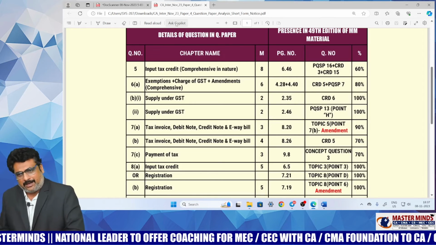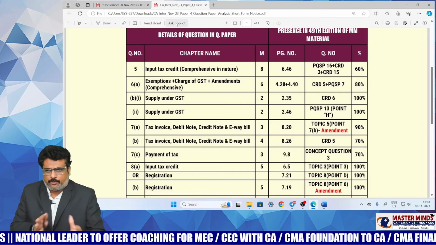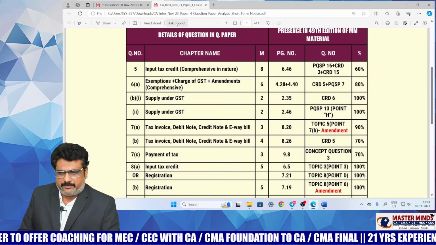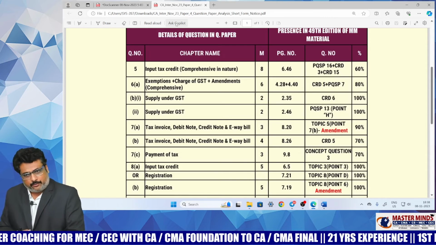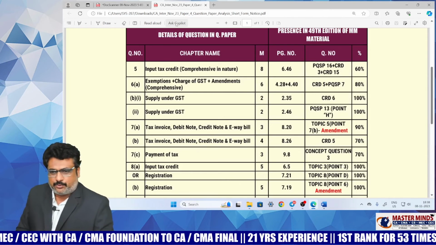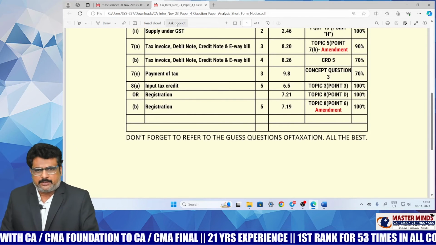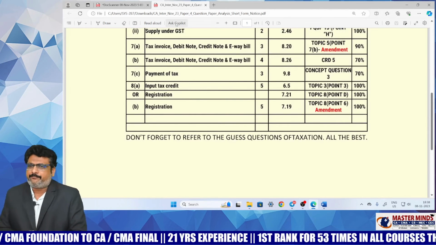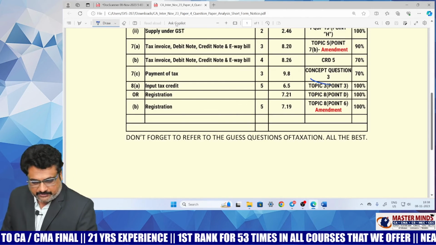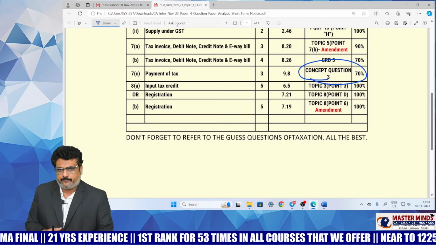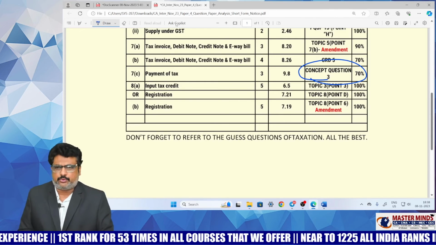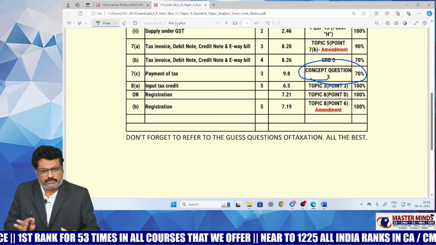See this. 6A exemptions, along with amendments. That's why amendments are much more important. And 6B is more of a supply, a direct straightforward question from our material, CRDs and PQSP. See this. And tax invoice is based on an amendment, and another one is based on a CRD. You can see this. And in payment of tax, this particular type of question was asked as a concept question in the theory question. So students need to keep focus on our material even on concept questions. So this is the way the question paper was asked.